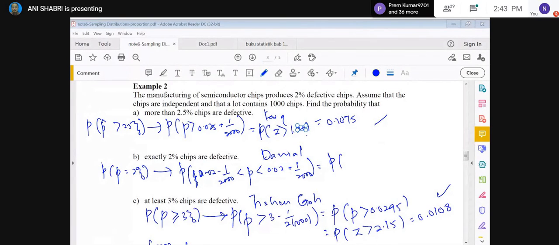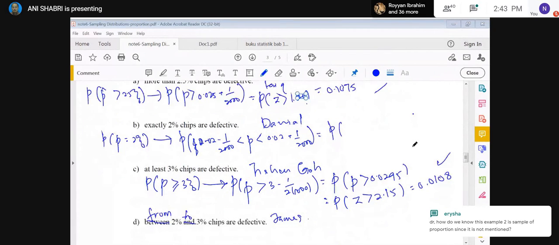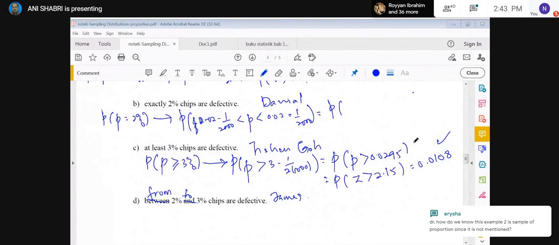Daniel tak tahu lagi Daniel. B belum James.